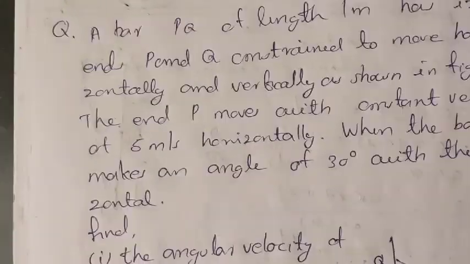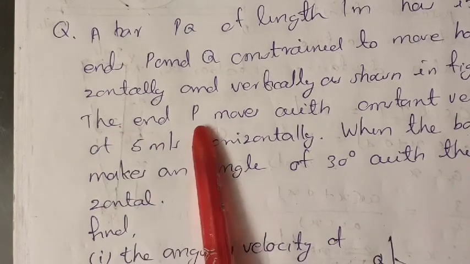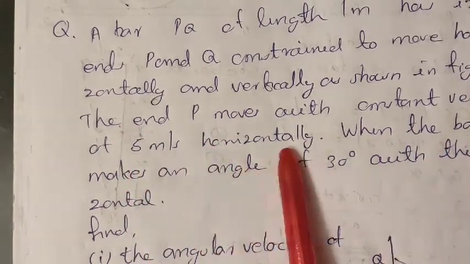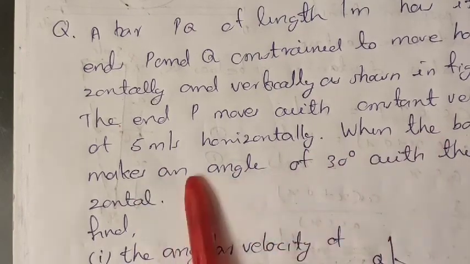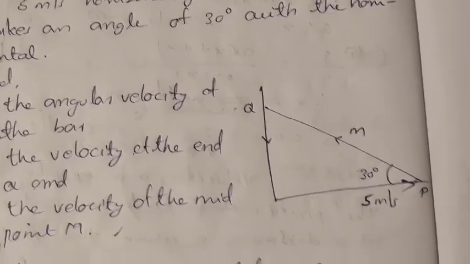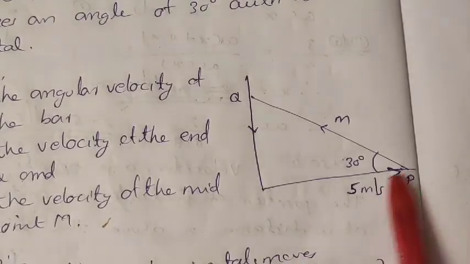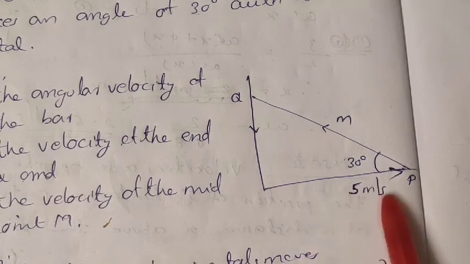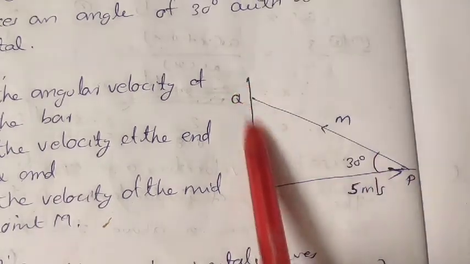Then the remaining question is: the end P moves with a constant velocity of 5 meter per second horizontally when the bar makes an angle of 30 degrees with the horizontal. So P moves in this direction at 5 meters per second. Then automatically Q will move down.